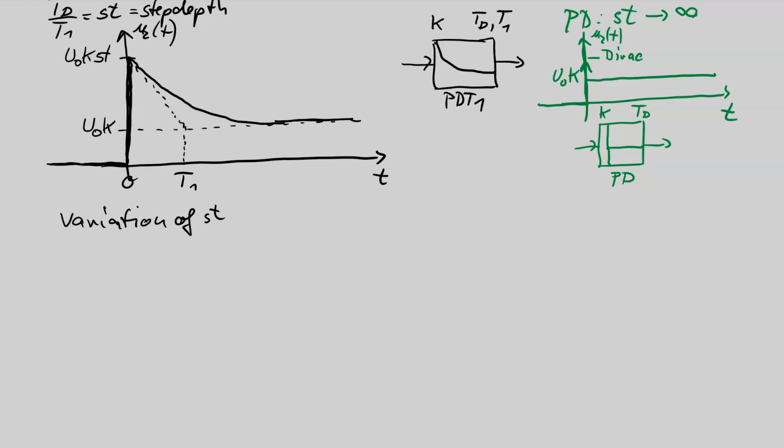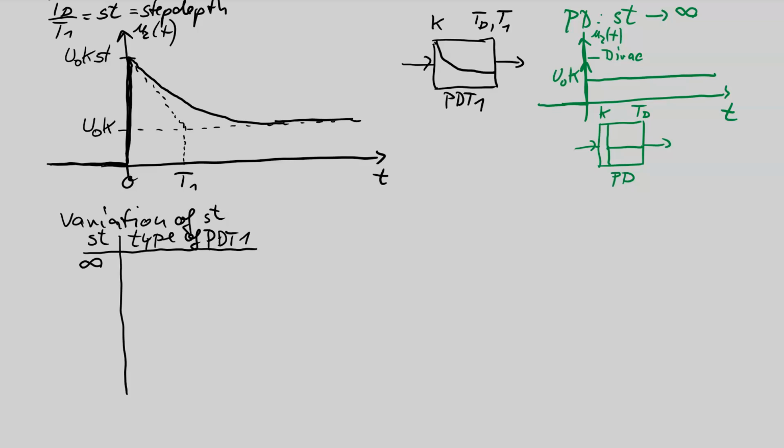Then you can see the step depth value is a very powerful parameter, because with changing of the step depth you get different types of functions. Let's start with infinity. Then the PD variation type of PDT1.